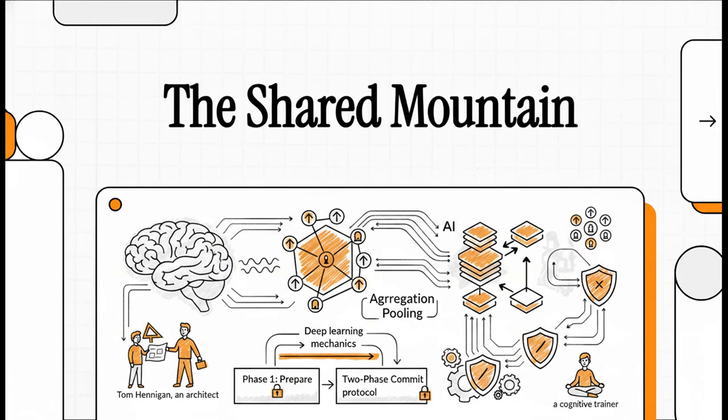Okay, let's jump right into this explainer. Today, we're unpacking a really fascinating piece of text called the shared mountain. It's this incredible concept where hard technical deep learning mechanics, like aggregation pooling and the two-phase commit protocol, actually transform into a profound, almost poetic metaphor for how AI can protect the human mind.